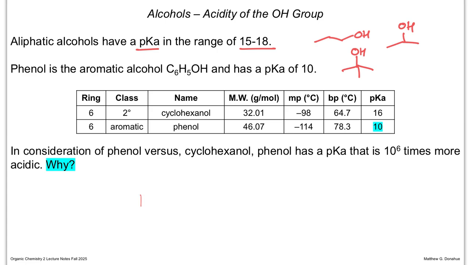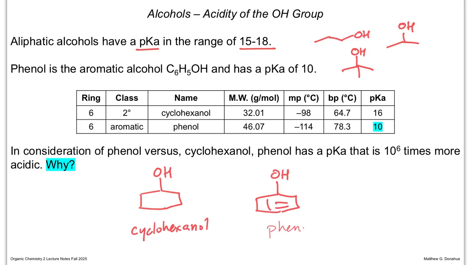So an example of that, we have these two molecules with 6 carbons each. Cyclohexanol has a pKa of 16, and then this one, aromatic phenol, is 10. Now, what we need to explain is, if OH is OH, why are these numbers so different?